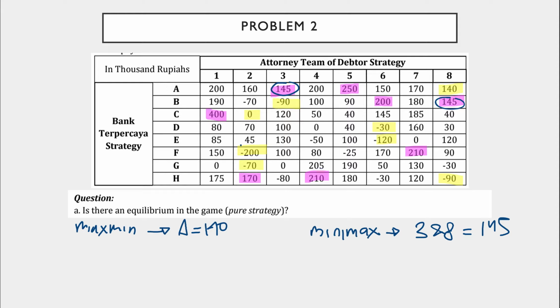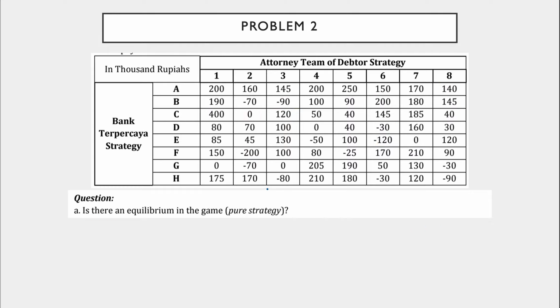As you can see, there's no cell that I highlighted twice. It means the maximin and minimax don't have the same value, so there's no saddle point in this game. There's no equilibrium. So the answer is, there's no equilibrium. That's for question A. Moving on to question B.